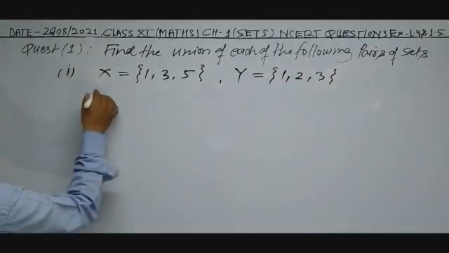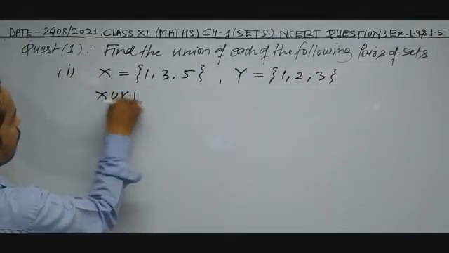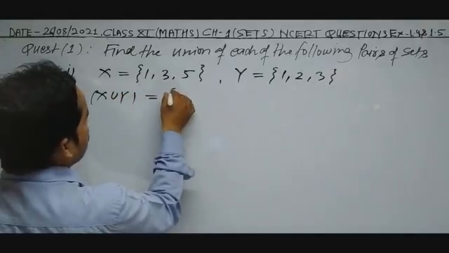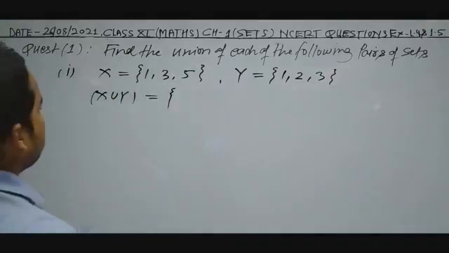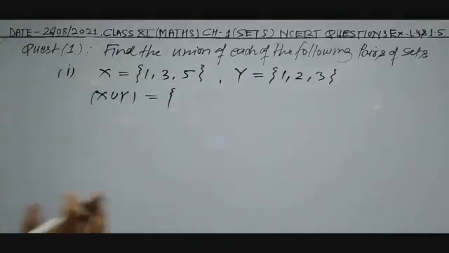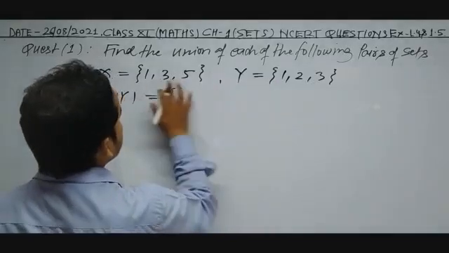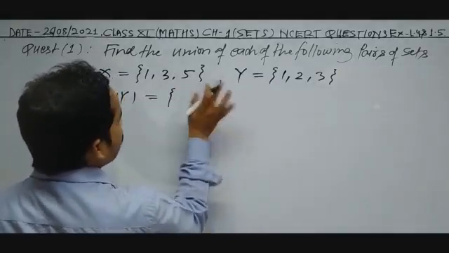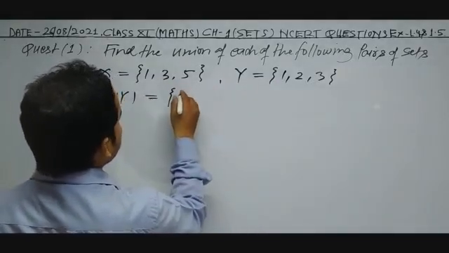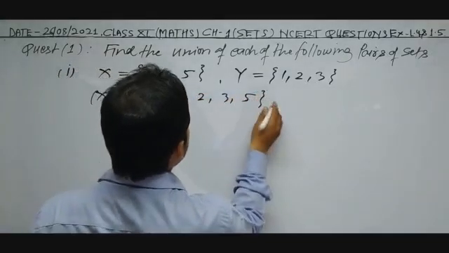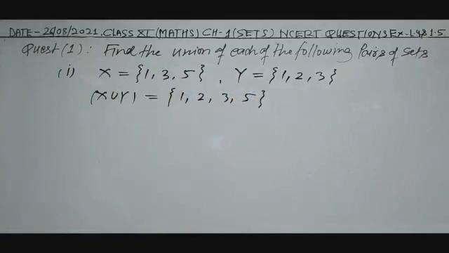So its union is denoted by X union Y and defined as the set of all those elements which belong to X or Y or both X and Y. So 1, 3, 5 and 1, 2, 3 gives 1, 2, 3, 5. Elements cannot be repeated in a set. So its union will be {1, 2, 3, 5}.